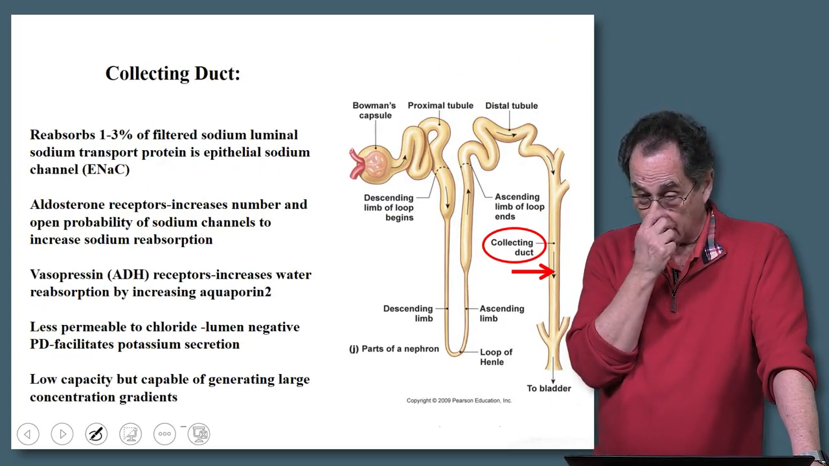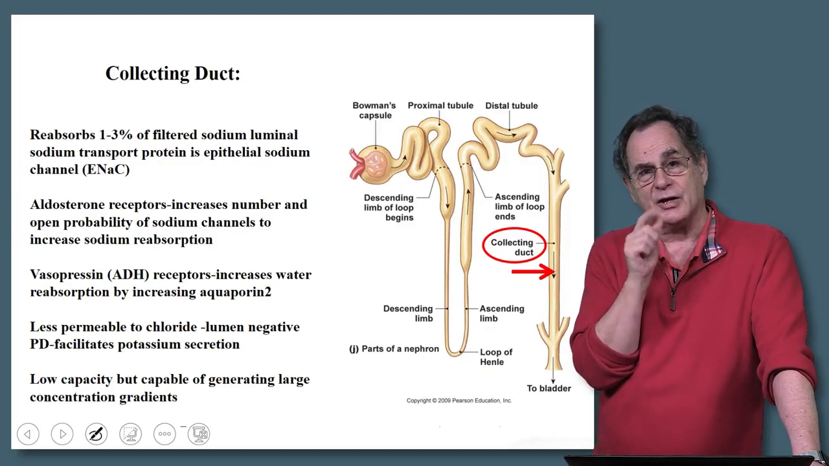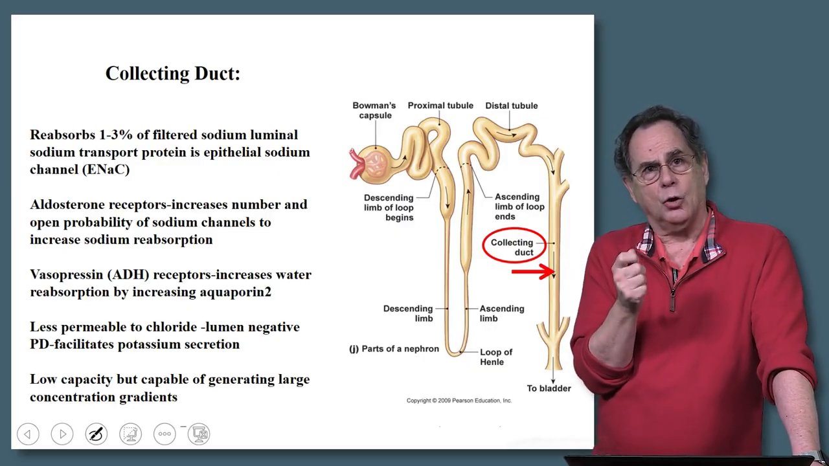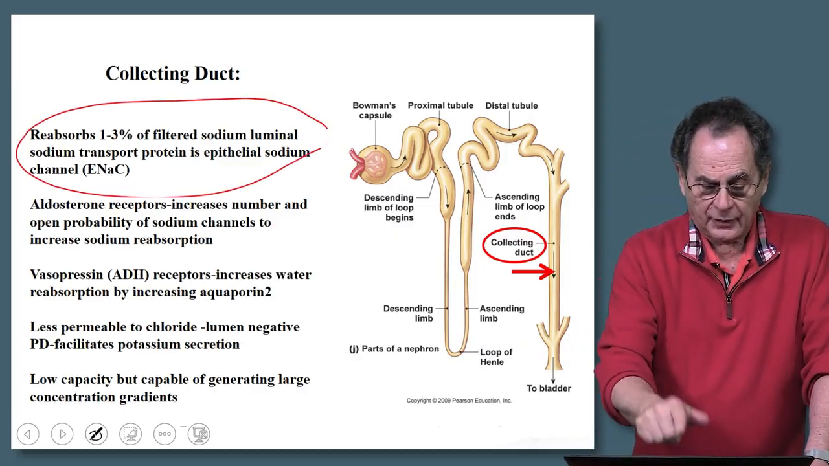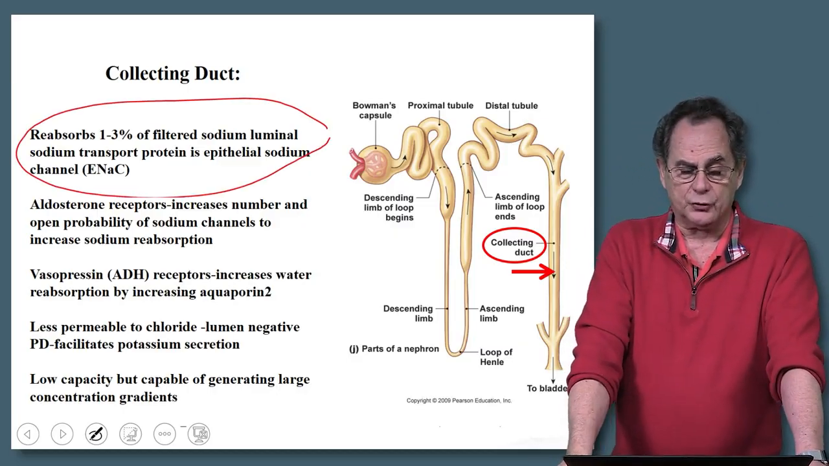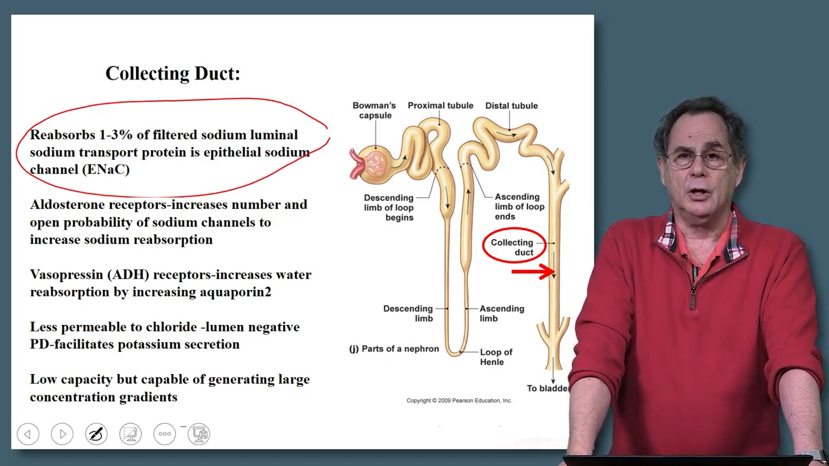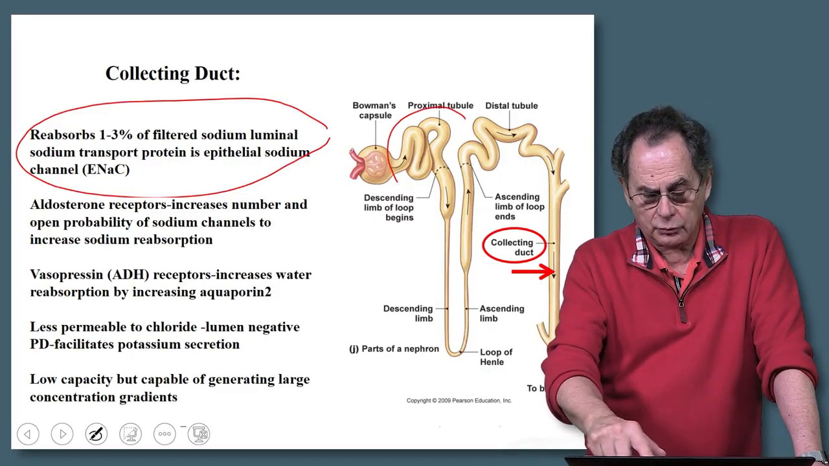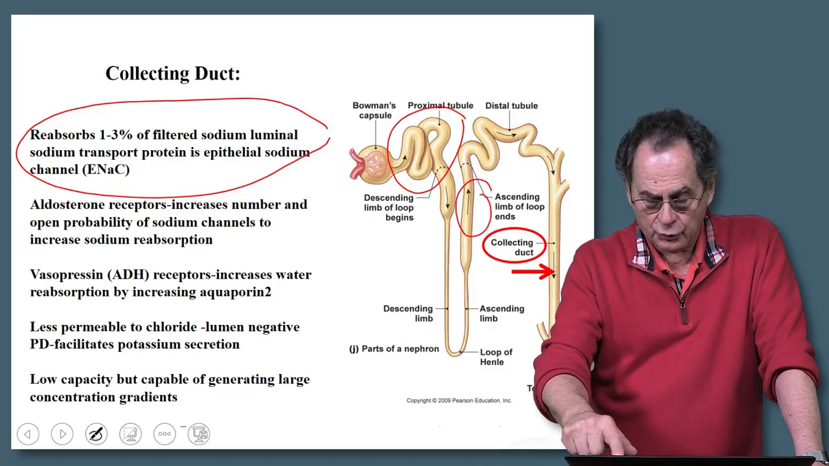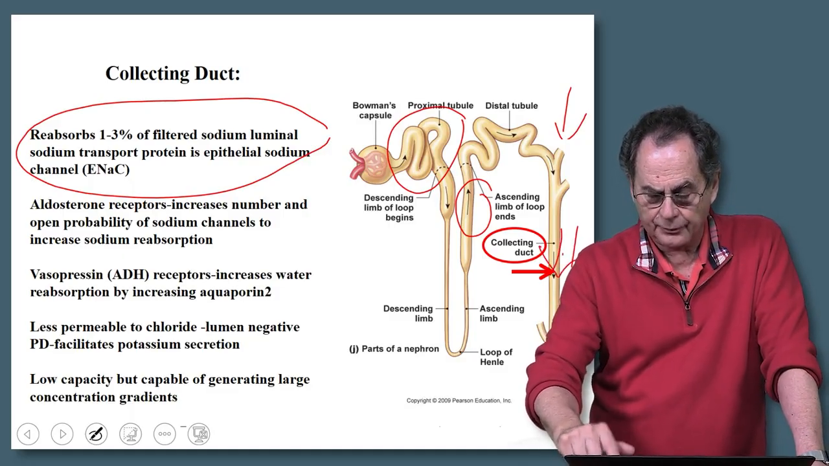Now, the collecting duct, we're going to spend a lot of time wandering about the collecting duct because it plays a key role in so many aspects of renal physiology. Only 1 to 3% of the filtered sodium load is reabsorbed in the collecting duct. So it's really doing that final fine-tuning. Bulk here, here, to a lesser extent here, and a lesser extent here.